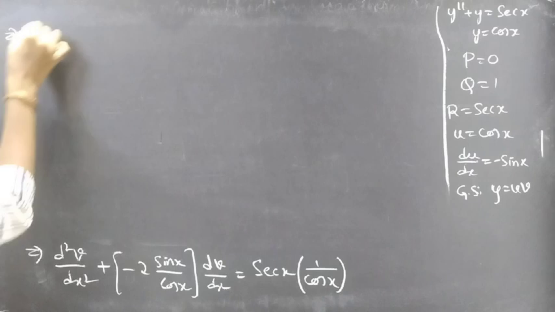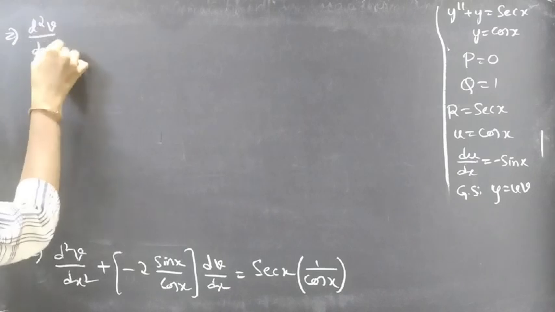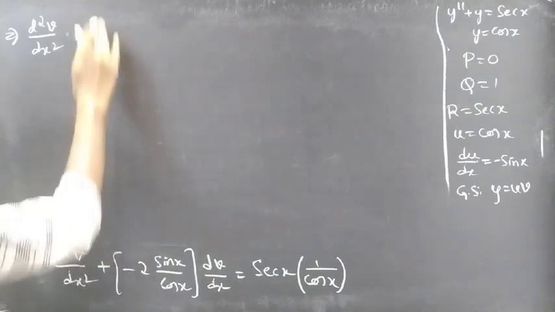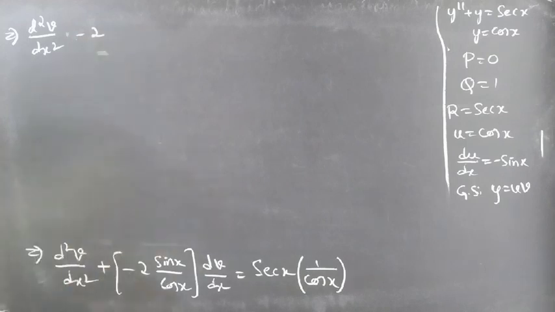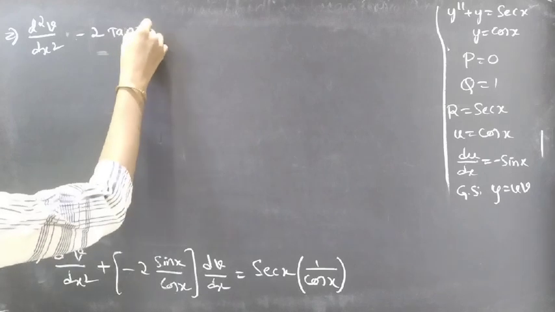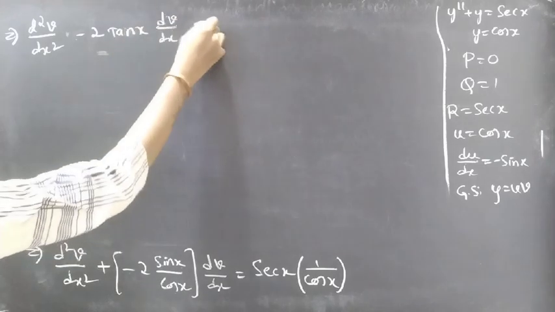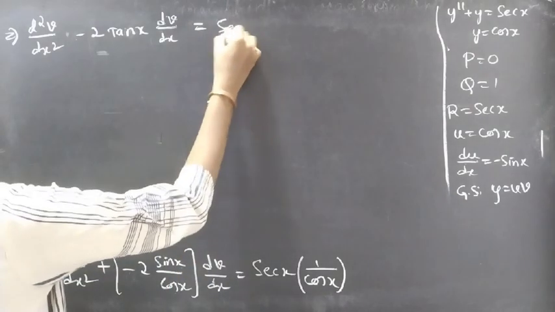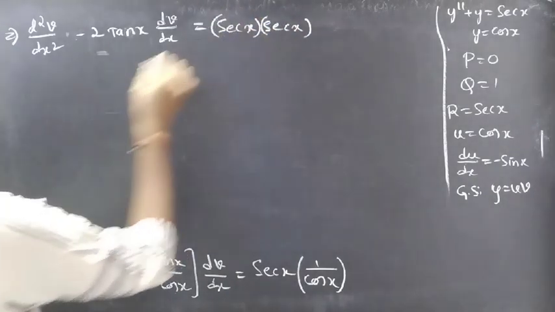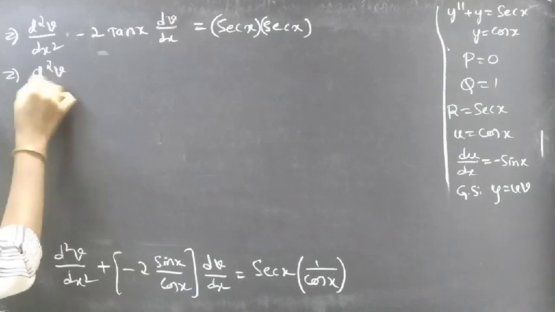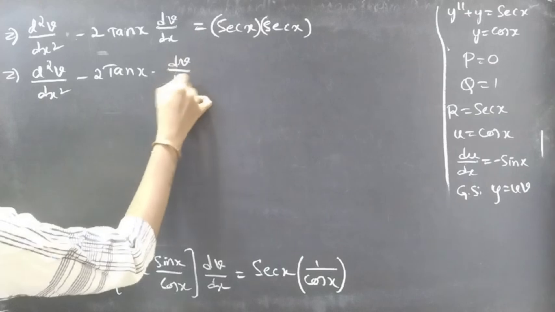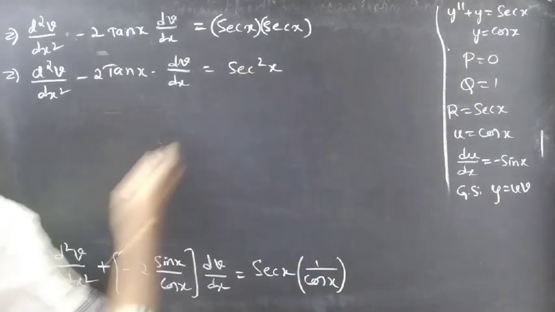Then this becomes d square v by dx square plus minus 2 into sin x by cos x, which is tan x, into dv by dx equal to secant x into the reciprocal of cos x, which is secant x. Then d square v by dx square minus 2 tan x into dv by dx equal to secant square x.